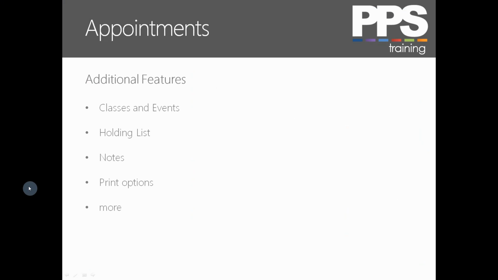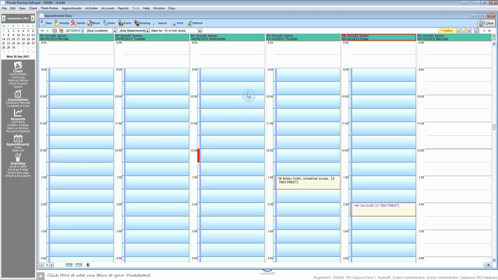So in this last section, we'll be going through additional features, including classes and events. We'll also take a look at using the holding list, adding notes to the diary, some print options, and any additional features. So again, if we jump straight back into the diary, you'll notice that at the top of the screen, we've got lots of different options that we can utilize here when we're in the appointments diary.